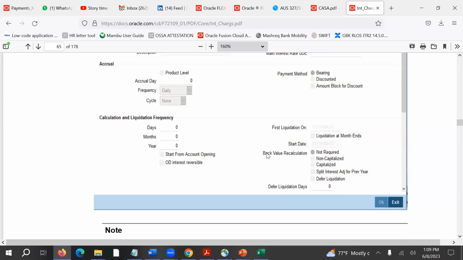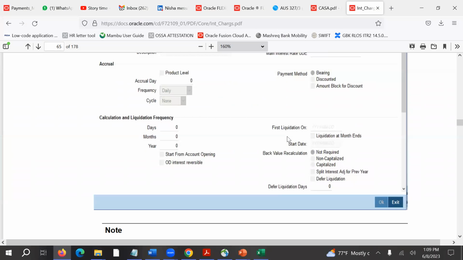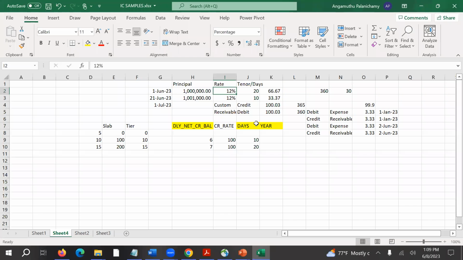And this is the back-validated calculation. Suppose I attach a rate code, and now I realize that for this month the interest rate should not be 12, it should be 10. So I can go back and change it for this month. This month only accrual has happened, not the liquidation.